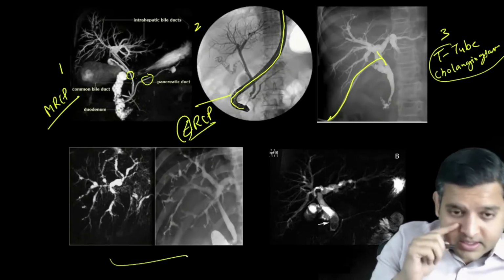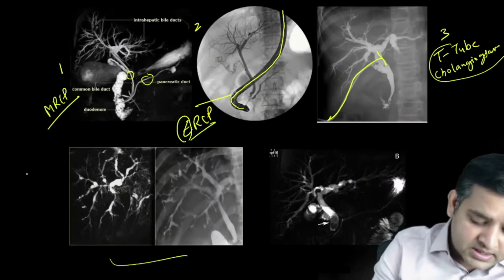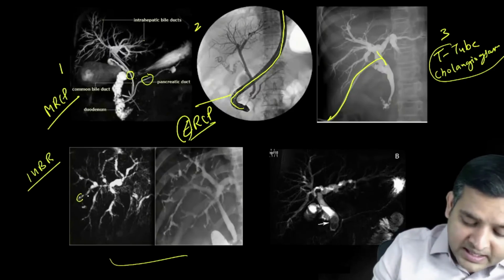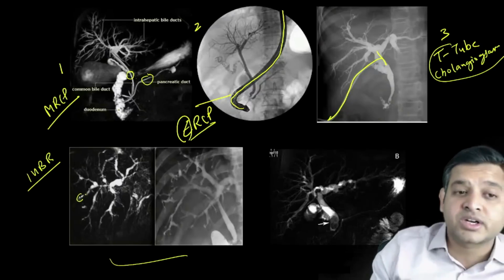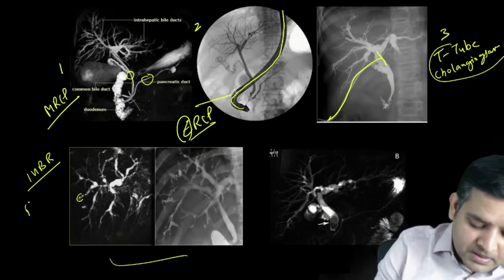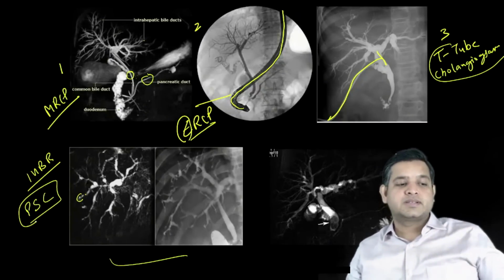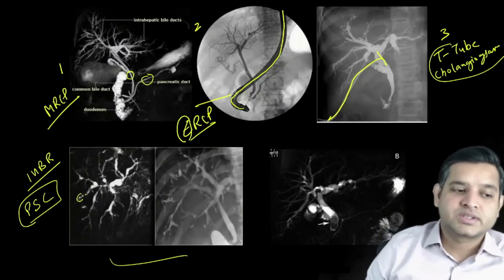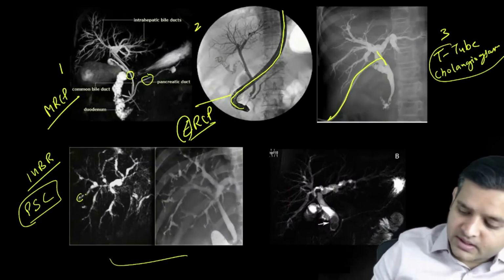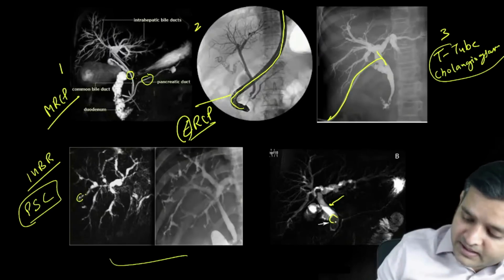Now, if you see this particular case, this is a difficult image. It is unlikely to be there in a screening paper, but just in case, you are seeing the intrahepatic biliary radicals, which are alternatively dilated and constricted, multiple intrahepatic biliary radical strictures. This is a typical image of a disease which is called primary sclerosing cholangitis.